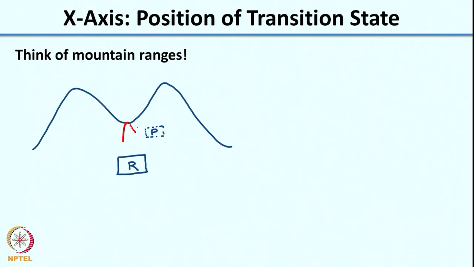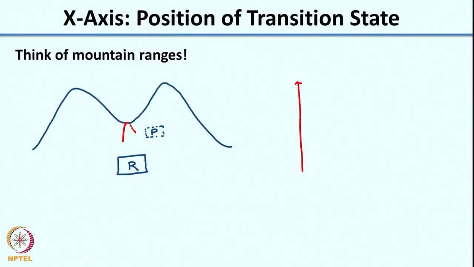As I told you, you can think of this as two cities where you are trying to go from city R to city P. Now I would like to simplify this further for you. So the reaction coordinate for this would look something like this. There are multiple possibilities. One is that R and P are, say, at similar heights. So you have a situation like this.